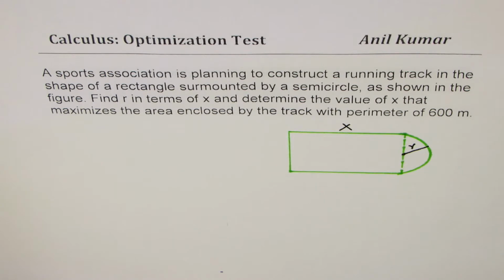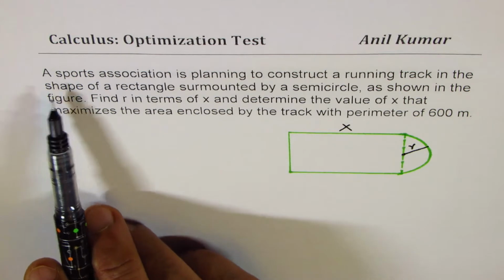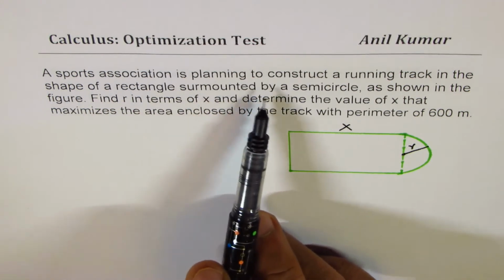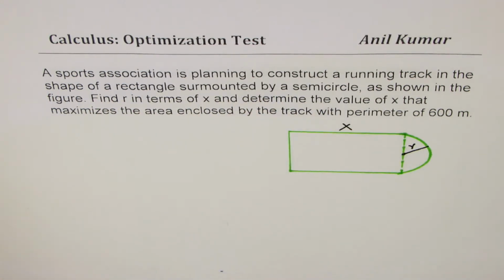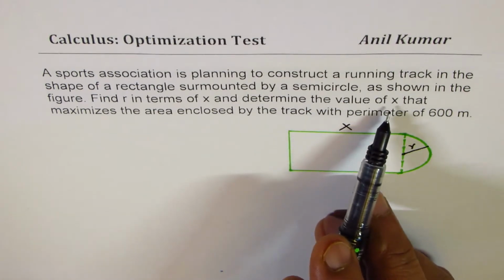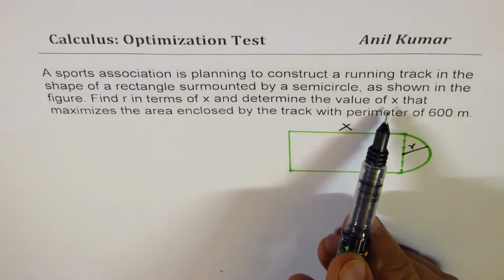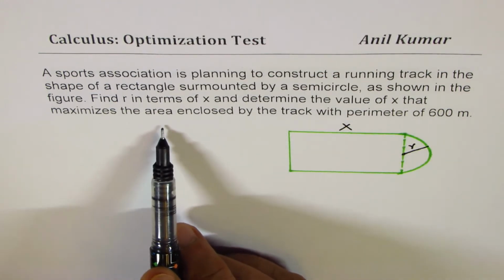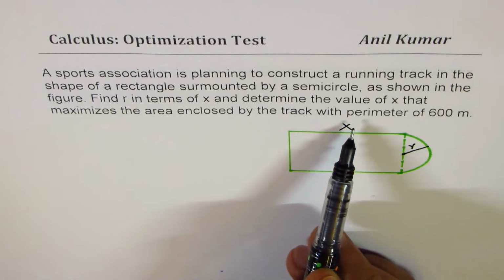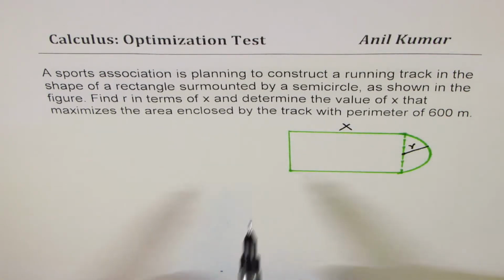This question relates to calculus optimization. The question is, a sports association is planning to construct a running track in the shape of a rectangle surmounted by a semicircle as shown in the figure. Find r in terms of x, that's part A, and determine the value of x that maximizes the area enclosed by the track with perimeter of 600 meters.